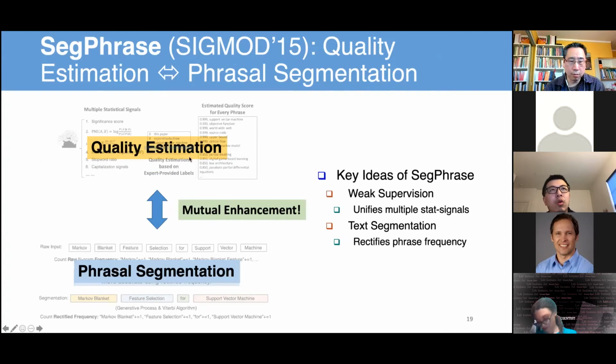We are conducting this quality estimation and phrasal segmentation back and forth. So we want to estimate the quality and then kick off the phrasal segmentation. With the segmentation results, we can rectify the frequency and refine the quality estimation classifier. And then we can do this back and forth. So in the quality estimation, we unify the multiple statistical signals using the weak supervision we have. And I will tell you how weak it is. And for the text segmentation here, we will rectify the frequency for a more accurate estimation of the statistical signals.